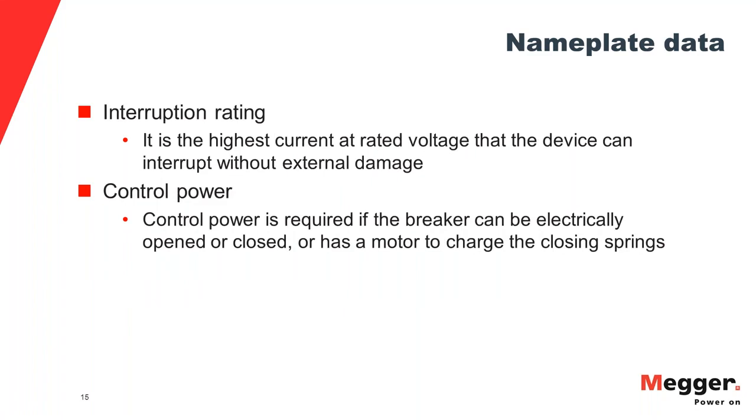Interruption rating, or interrupting rating, is the highest current at rated voltage that the device can interrupt without external damage. Control power: if the breaker needs to be electrically opened or closed, it has a motor to charge the closing springs, so it's going to need external power.